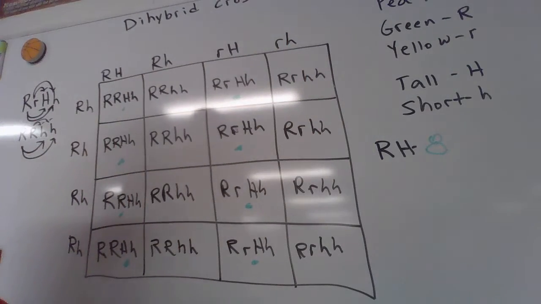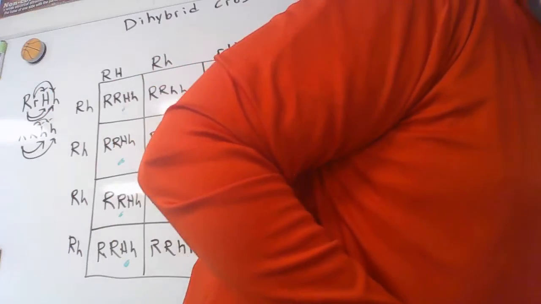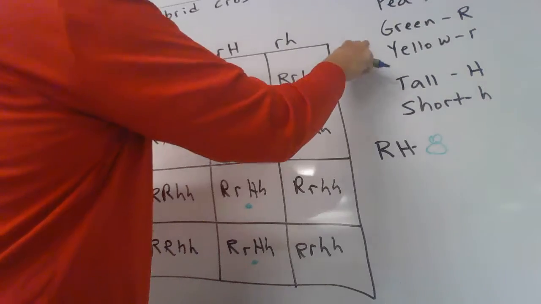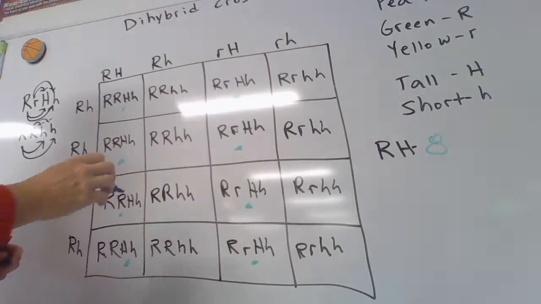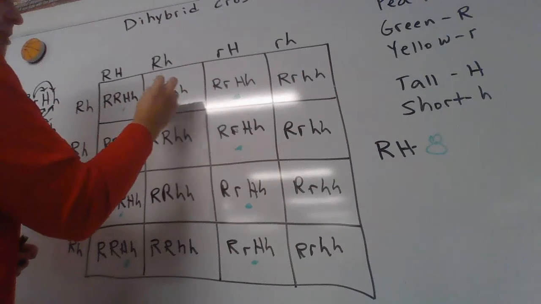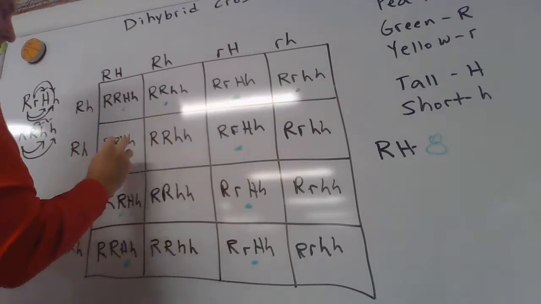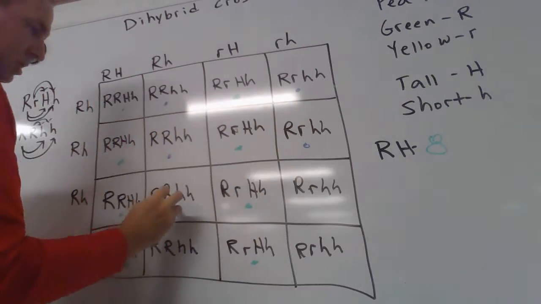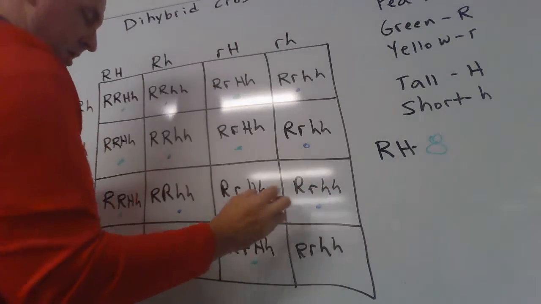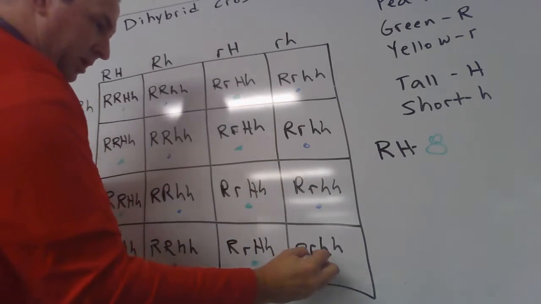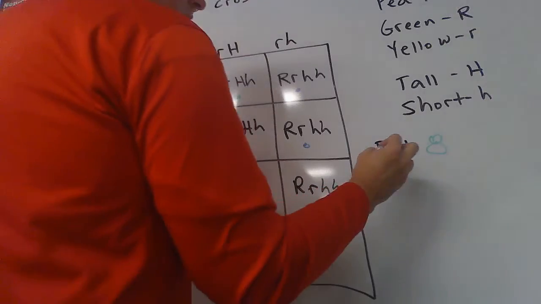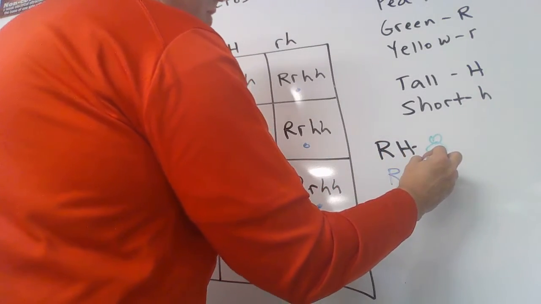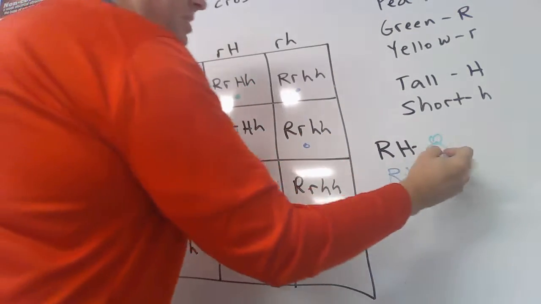What are the chances? Let's do this in blue. What are the chances of green and short? So big R, little h. Big R, little h. Big R, little h, and so on through all the boxes. Okay, so this was green and short. That's also 8.